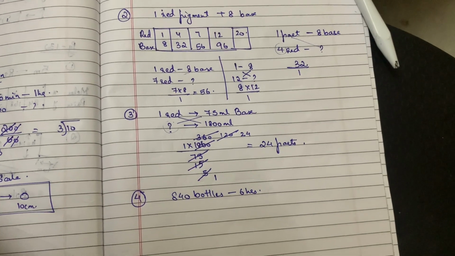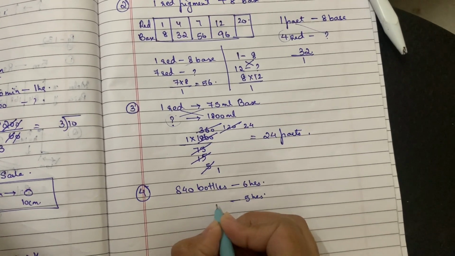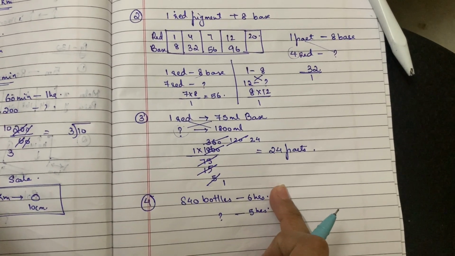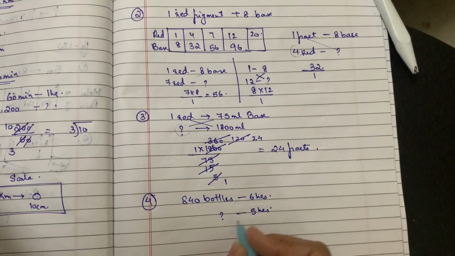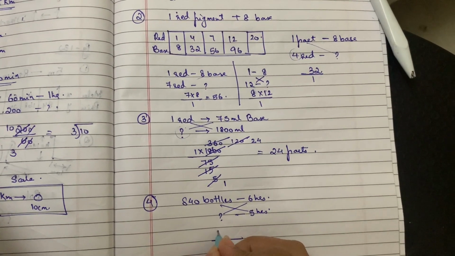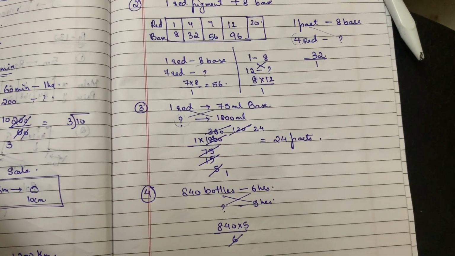How many bottles will it fill in 5 hours? Okay, in 5 hours, it is asking how many bottles it is going to fill. I know that as the time is decreasing, the number of bottles should decrease. Direct proportion. Done. 6 question marks goes down. 840 times of 5, and we will reduce the 6.